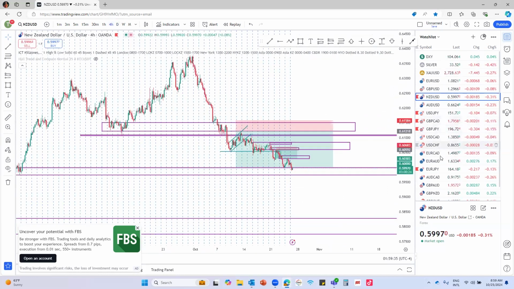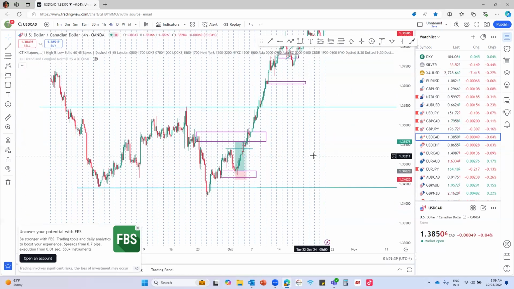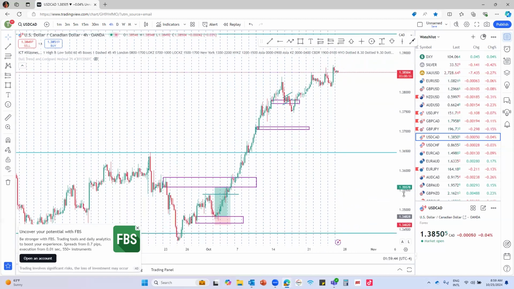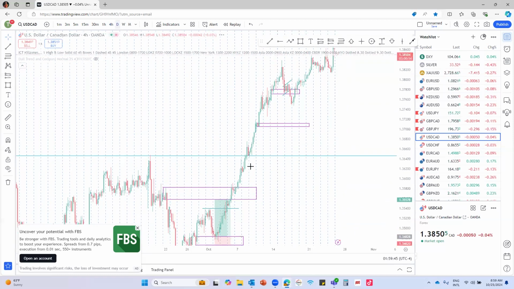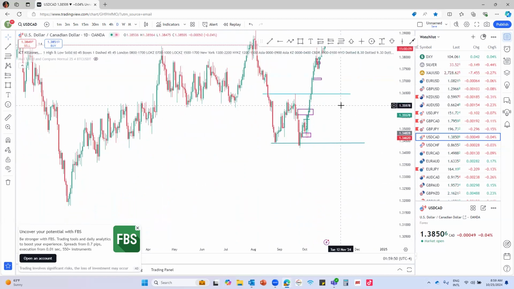So when you look at a pair like maybe USDCAD, you'll see that these are some of the demand zones that we had. Sometime back we were trading this pair, so you can see the setups marked there. So as you can see, these are instances of fake out.